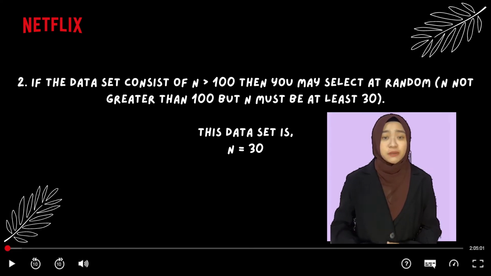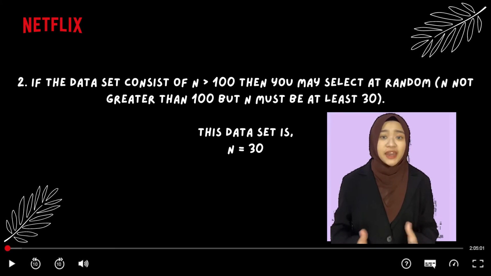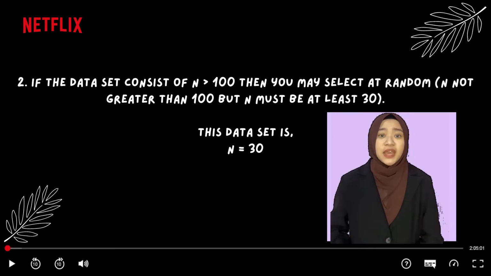So we move to number 2. If the data set consists of n more than 100, then you may select at random. N is not greater than 100, but n must be at least 30. This dataset is n equal 30, as you can see in the previous slide that indicates the 30 samples of data.